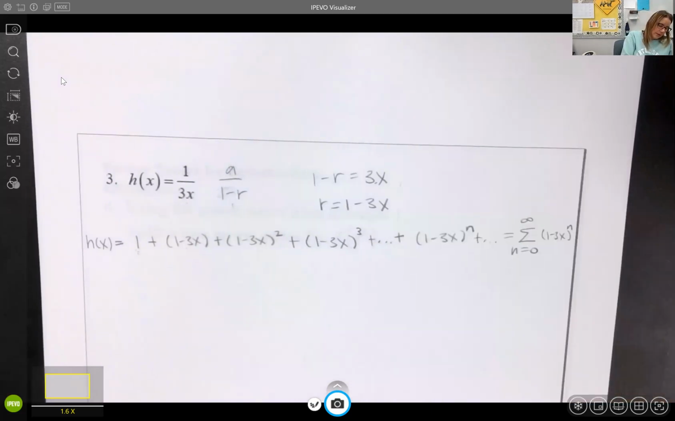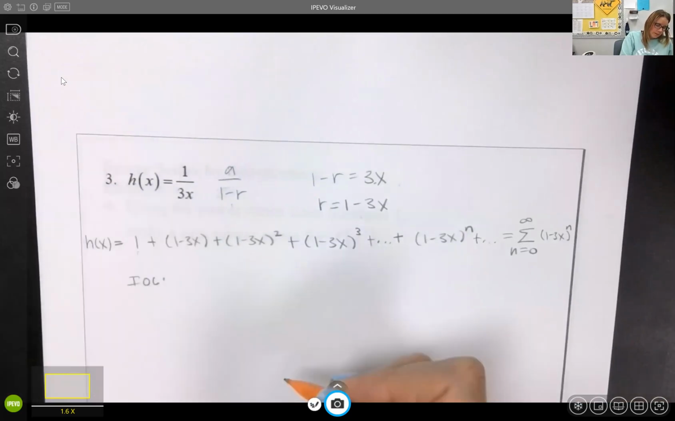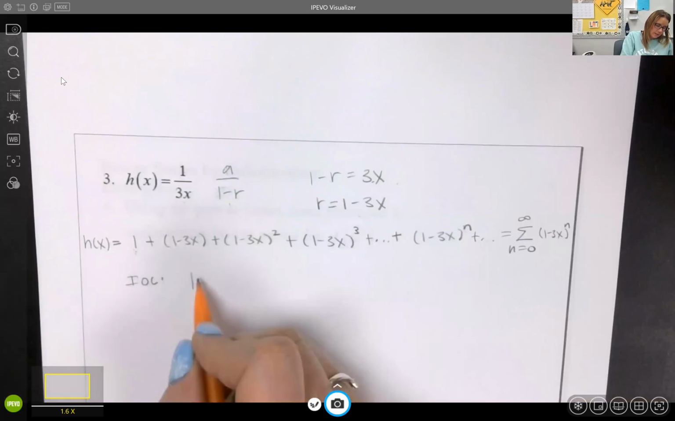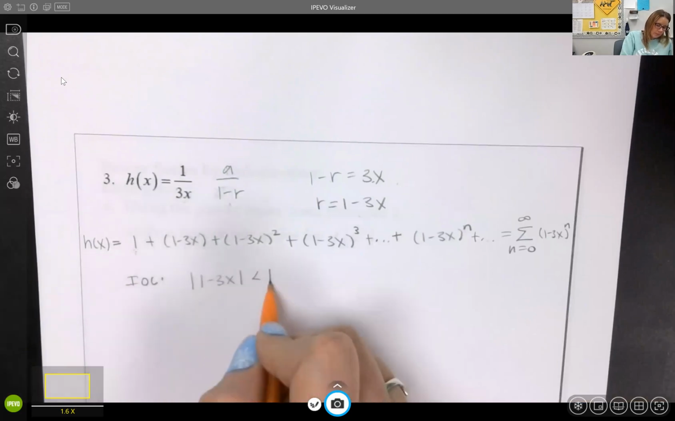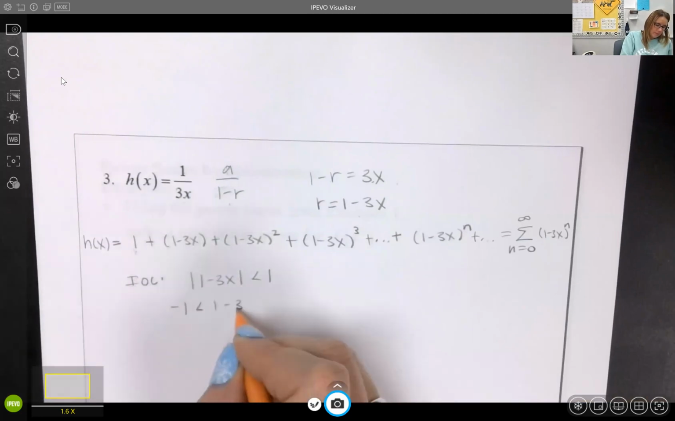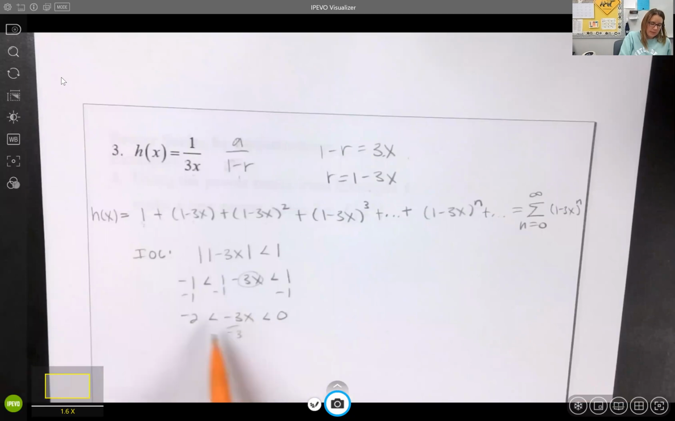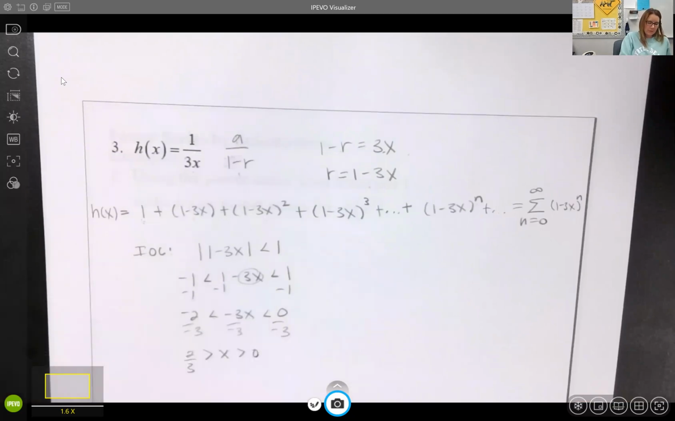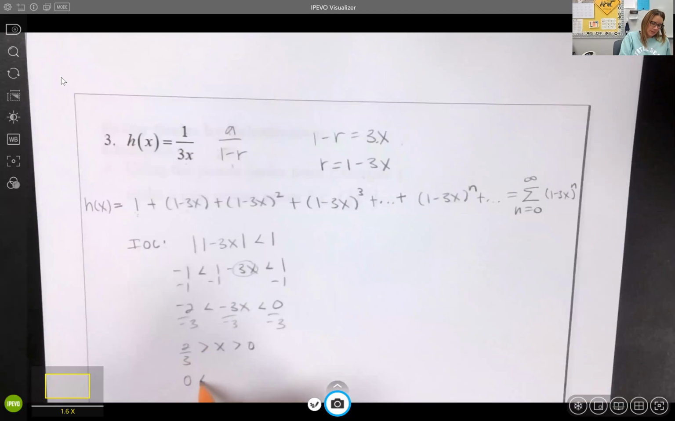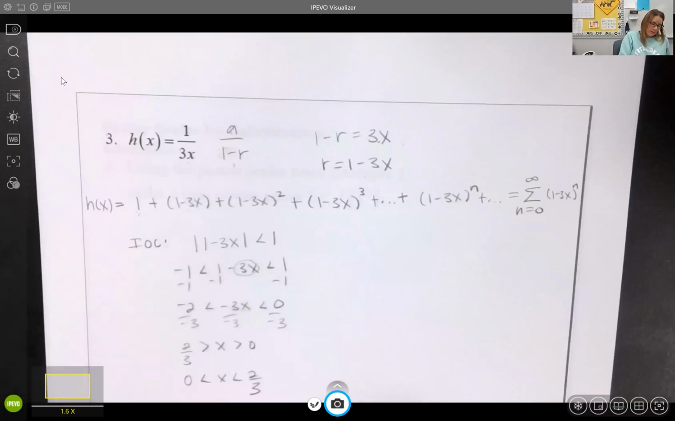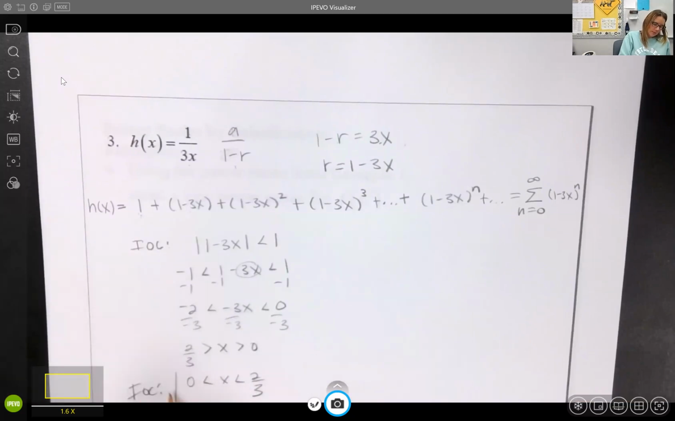Okay, now the interval of convergence. So I'm going to take my absolute value of R is less than 1, and solve for x. If I solve for x here, I'm going to subtract the 1. Now I want you to notice that here I have a -3. When we divide by a -3, it switches these around. So it's going to be 2/3, and then it's going to go this way. Instead of writing this step, I always just rearrange my numbers so that they're in order. Okay, so our interval of convergence is going to be 0 to 2/3.